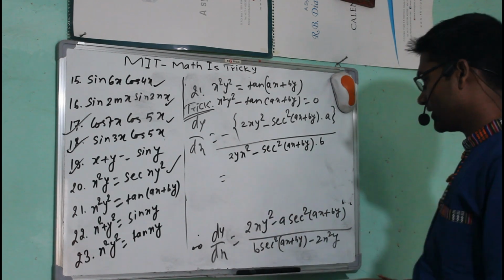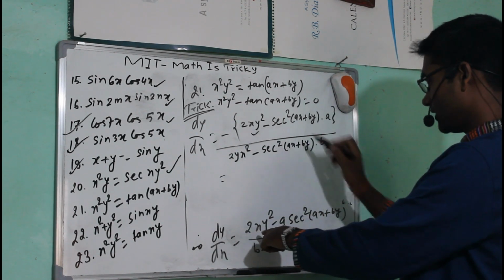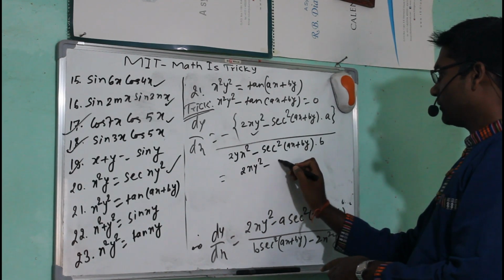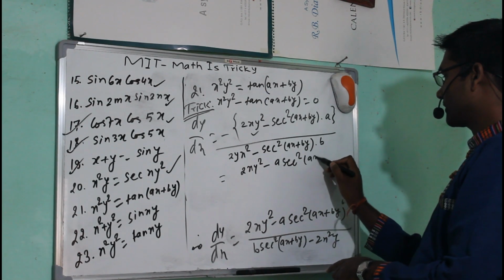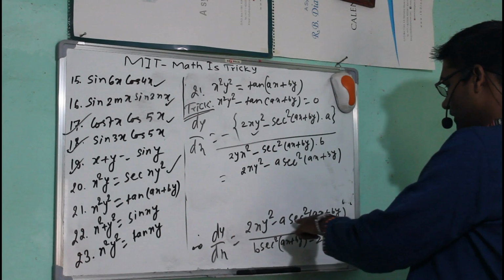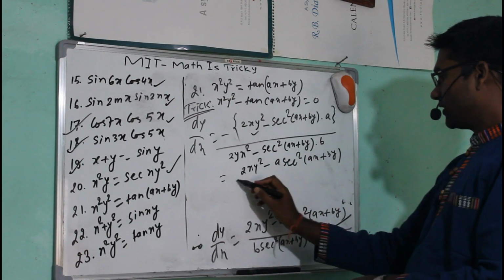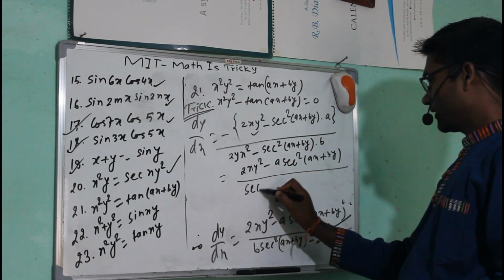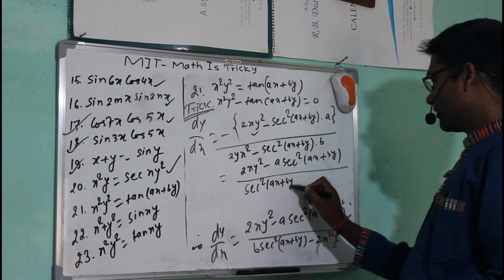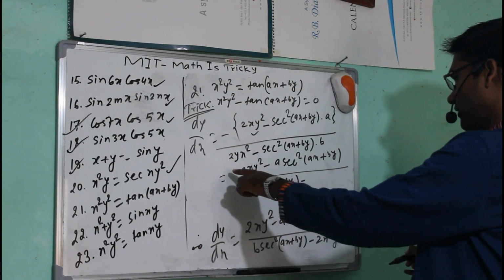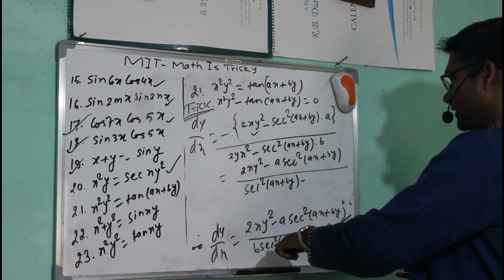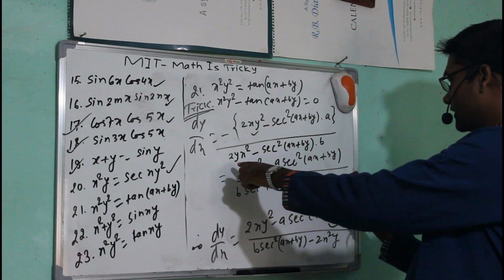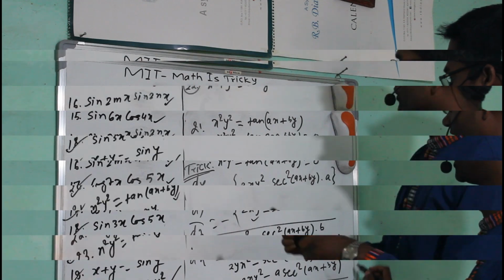So if we simplify, we are getting 2xy² minus a sec²(ax + by). Now multiply this minus in the denominator, so that we get sec²(ax + by) minus, and since we already have b there, let's write b. Now 2x²y, that is your answer. You will get the same answer in question 22.